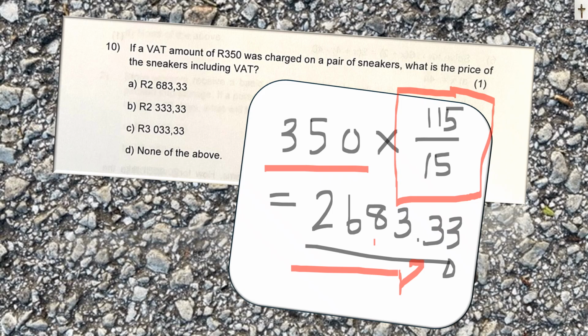So the price of the tackies was 2683.33, and that includes VAT. So the answer is A. Remember, you can always stop a video and go back and watch. And sometimes you have to watch it 3 or 4 times to grasp it.